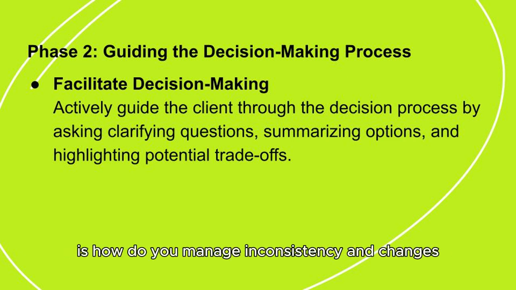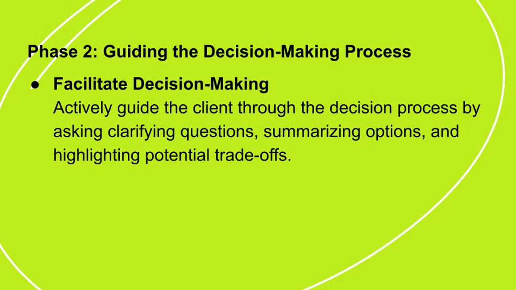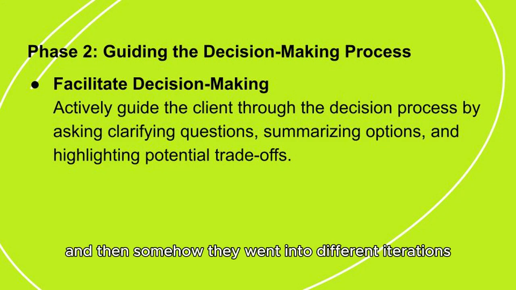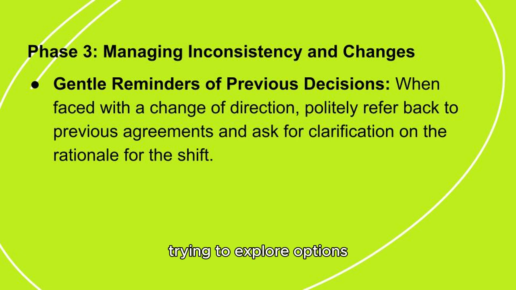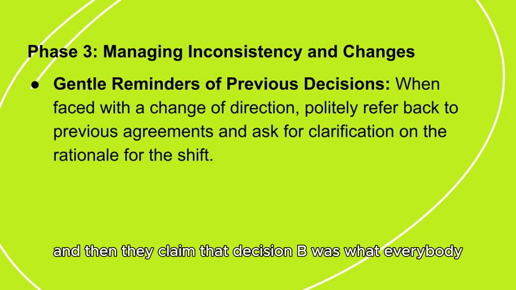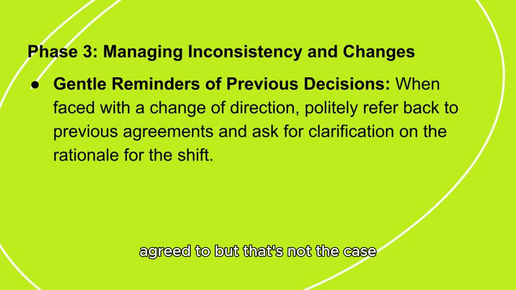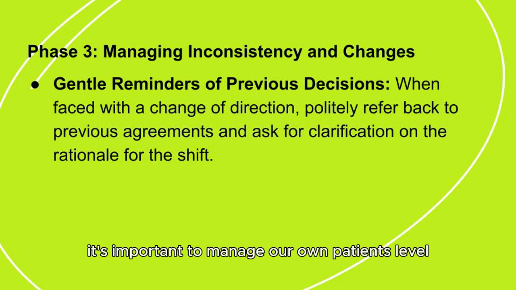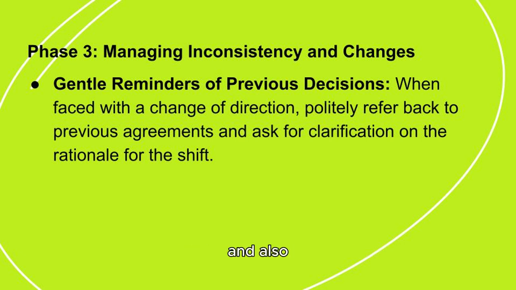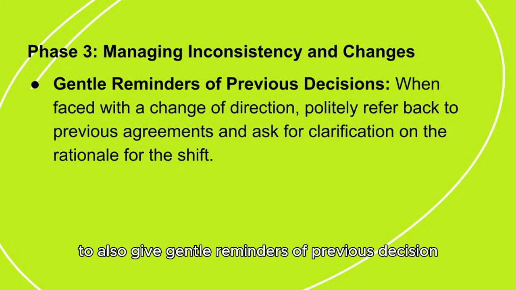How do you manage inconsistency and changes? For example, let's say a client makes decision A, and then they go into different iterations trying to explore options, and then they go back to decision D, for example. And then they claim that decision B was what everybody agreed to, but that's not the case. I think personally it's important to manage our own patience level, and also to give gentle reminders of previous decisions.